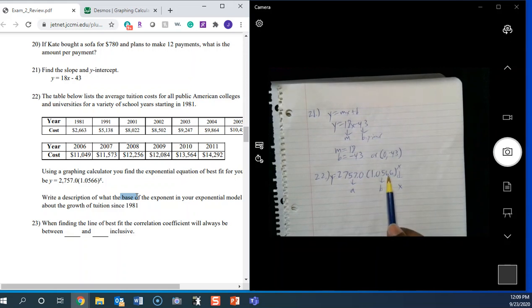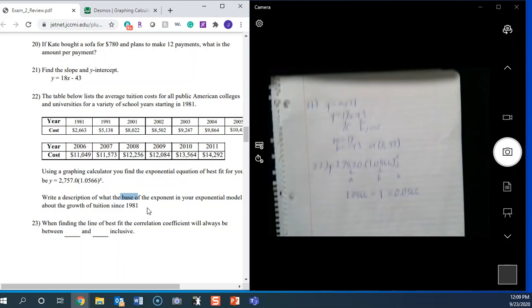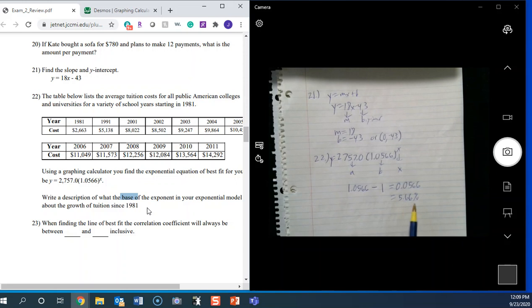So what they want is for you to tell about the growth of the tuition since 1981. So since they're talking about the growth of tuition, they're not talking about the growth factor. They want the growth rate. So you would take this 1.0566 and subtract 1 from it, and it'll give you 0.0566. And then you have to change this to a percent. So it'd be 5.66%. So when you write your explanation, you could say tuition goes up 5.66% each year since 1981.